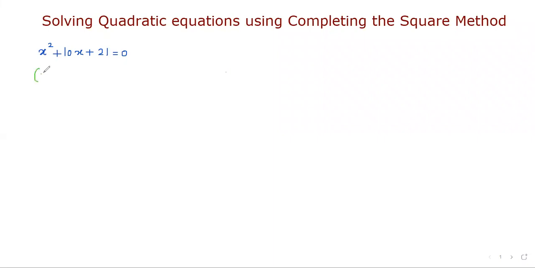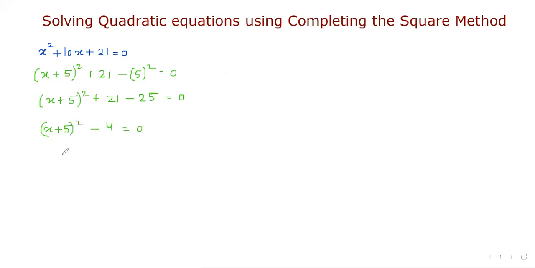For that, we'll take x plus half of 10, which is 5, and close the bracket square. So it is (x plus 5) whole square plus 21 as it is, and minus the square of this 5, which is 25. We'll write in the next step. So it becomes (x plus 5) whole square plus 21 minus 25 is equal to 0. So (x plus 5) whole square minus 4 is equal to 0. We can rewrite this equation as (x plus 5) whole square is equal to 4.